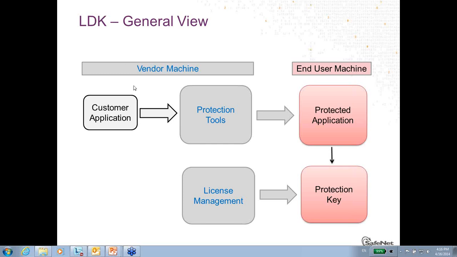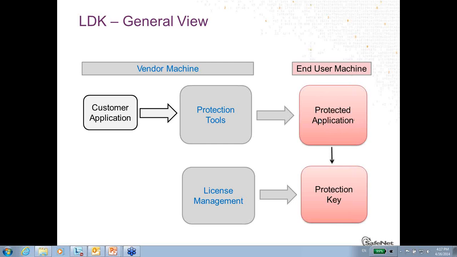So let's start at the end. The end user machine eventually will have not the original customer application. Instead, he will have a protected application. So it's not the very same executable or DLL or whatever inside the application. Instead, the vendor would be using protection tools that I will speak about in another session. And using these protection tools, he will get a new version of this executable or DLL, which is protected.